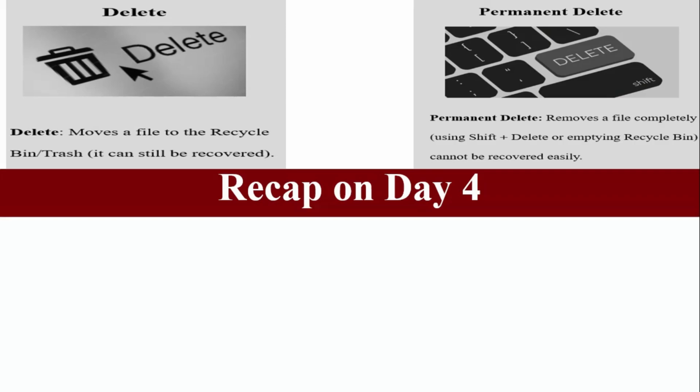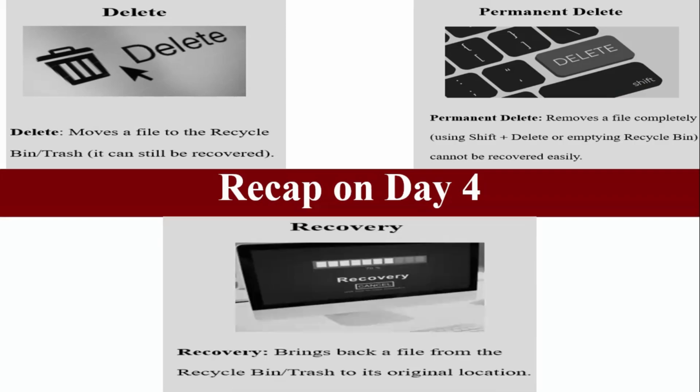We also showed how you can permanently delete an object by going to the file or folder in the recycle bin. From there, you just right click on it and delete it permanently. Then we talked about restore or recovery, how you can recover a file that you have already deleted. We showed that by going to the recycle bin, right clicking on it, then clicking restore. So that's all we discussed on day four.